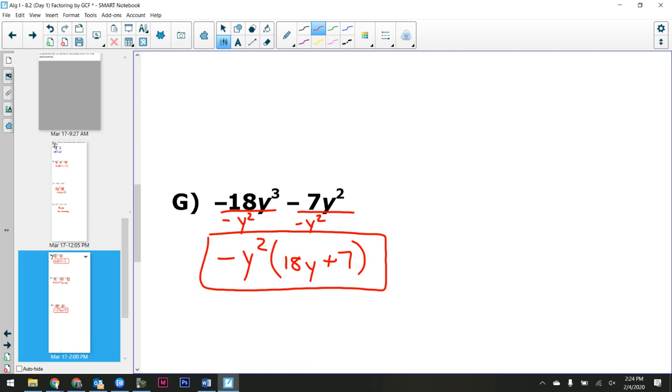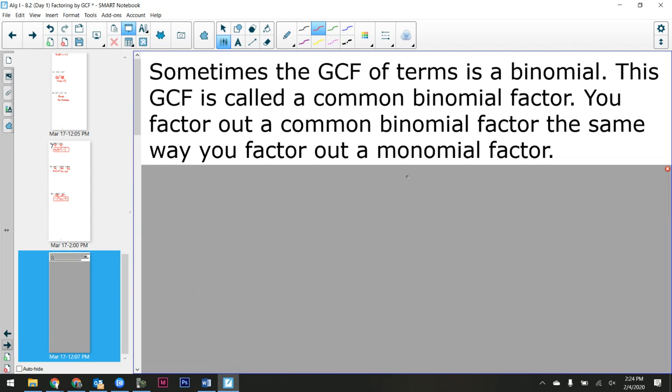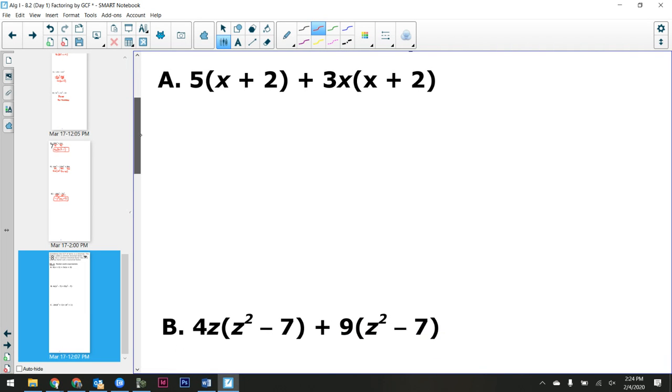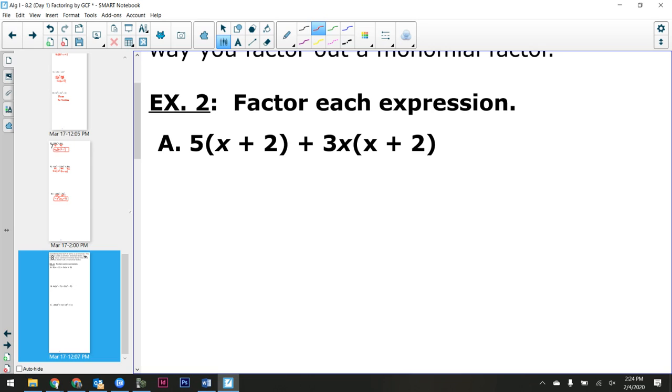Now, you may be thinking to yourself when you flip over to the back, whoa, these problems look really difficult. Not so. Okay? The problems on the back really are just there to prepare you for what we're going to do tomorrow. Notice that this is section 8.2, day 1. What we're going to do tomorrow is factor 4-term polynomials. Okay? So take a look and see what I've got here. Sometimes the GCF is not just a number or not just a variable. Sometimes it's an entire binomial.